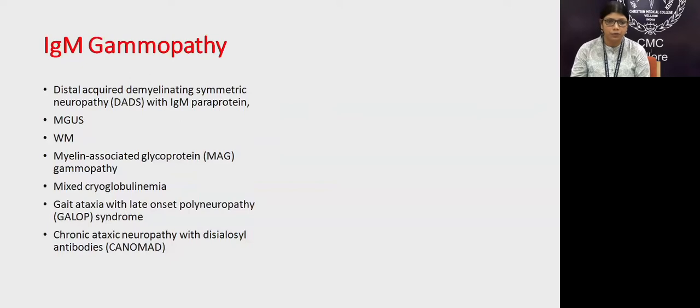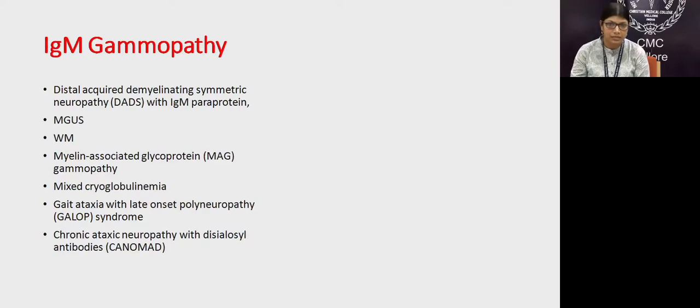IgM gammopathies are a group of disorders. There are various types. They mainly present with a demyelinating type of neuropathy, and it includes DADS with IgM paraprotein, MGUS, Waldenstrom macroglobulinemia. Anti-MAG associated glycoprotein has taken a lot of importance in recent times.